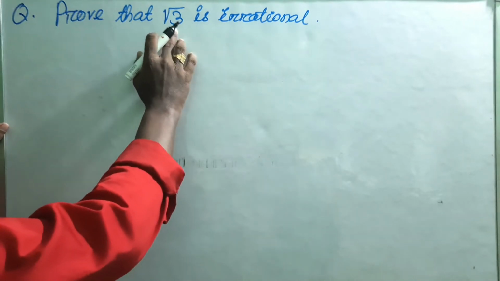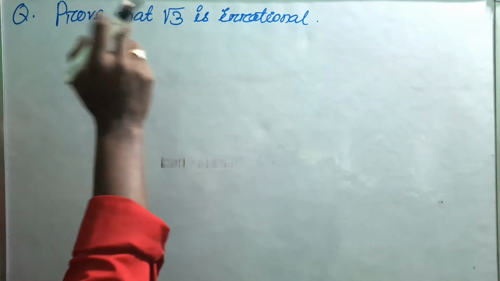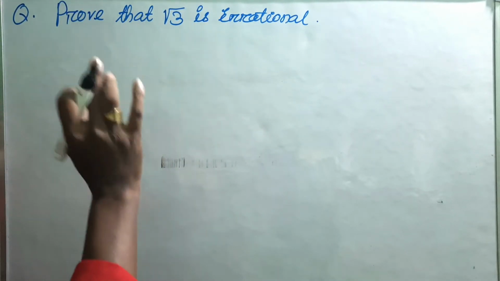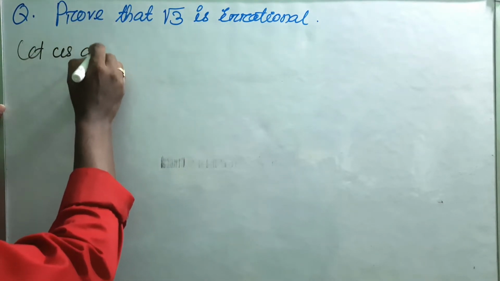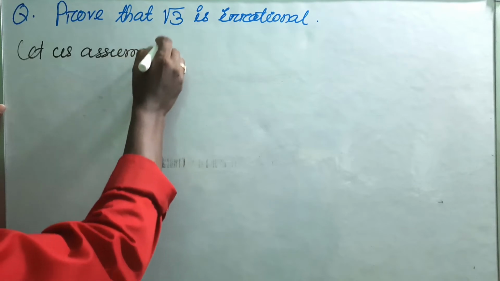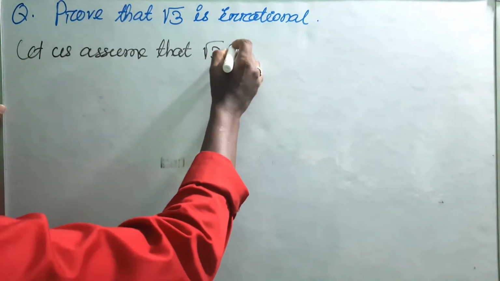Now, guys, here we have to prove root 3 is irrational, that is, it is not rational. So, we have to take, yes, root 3 is rational. We have to assume that. So, write down here: let us assume that root 3 is rational.